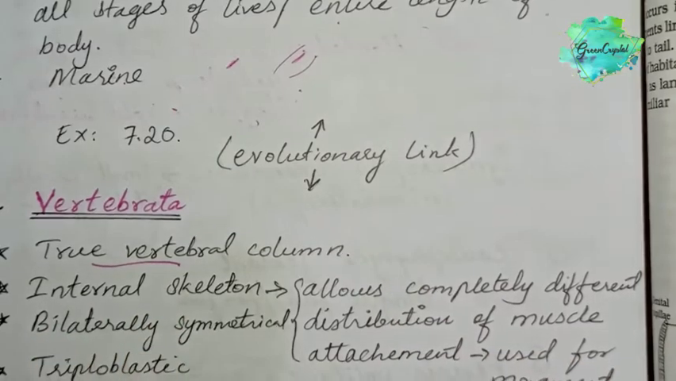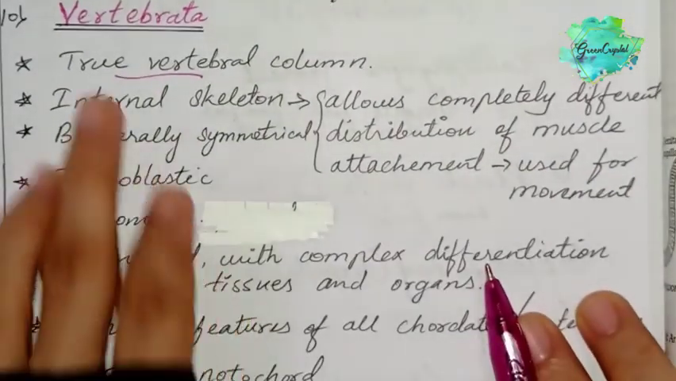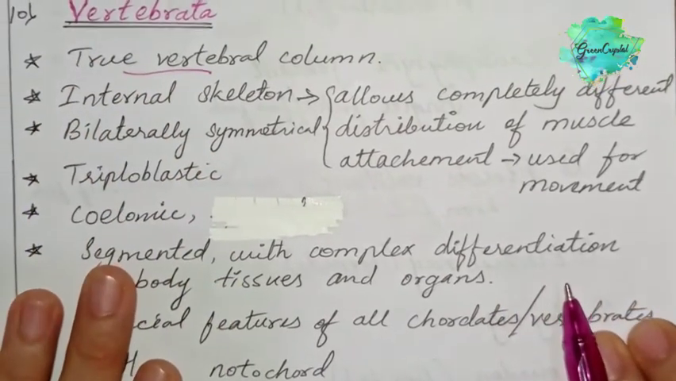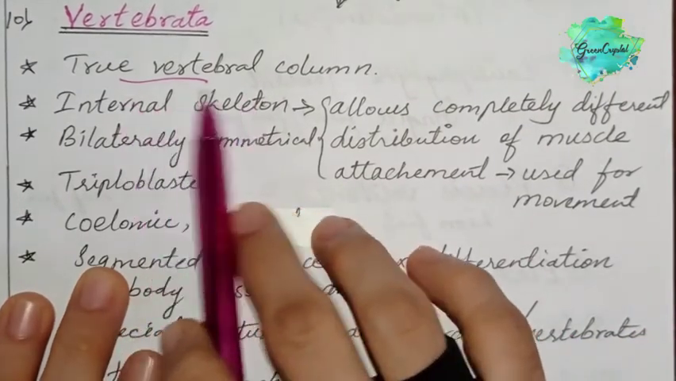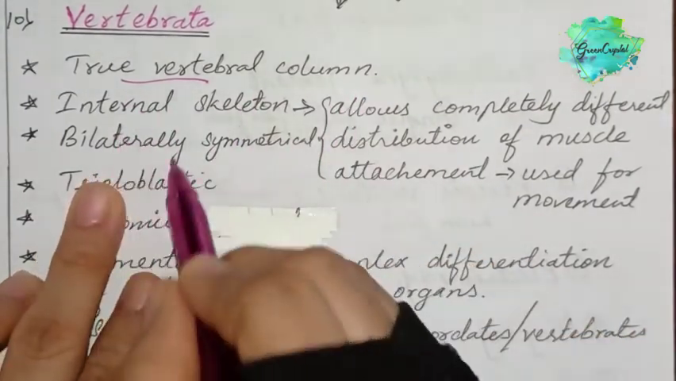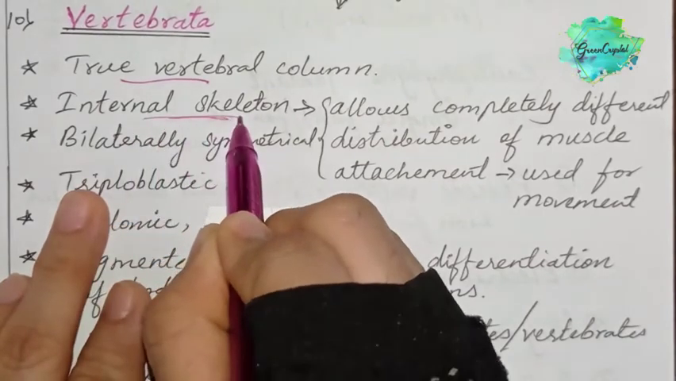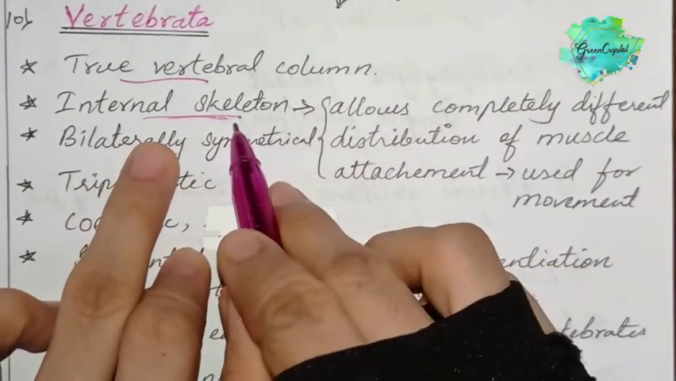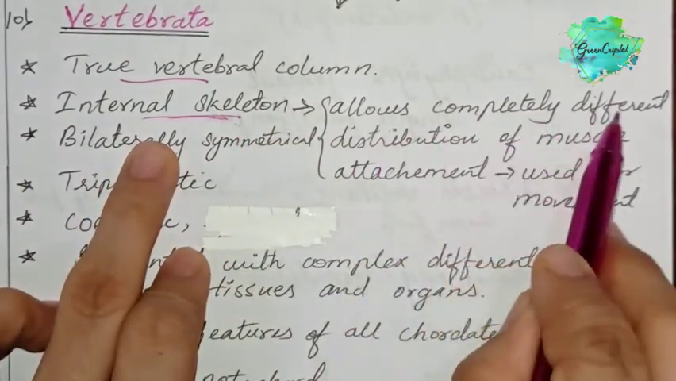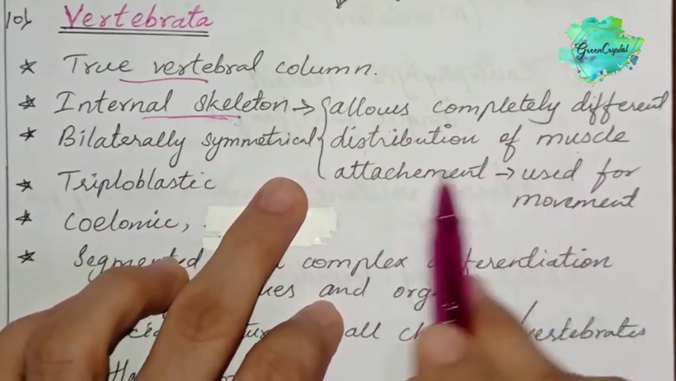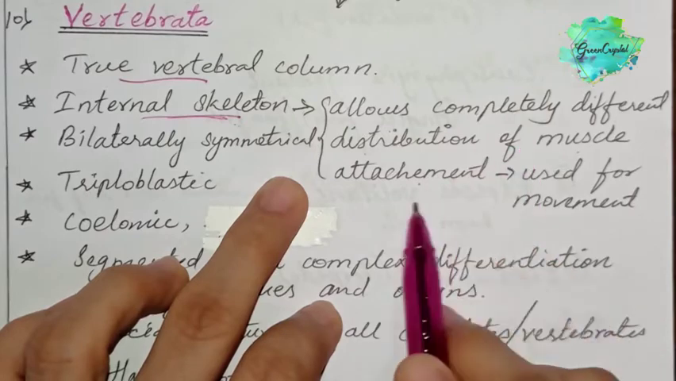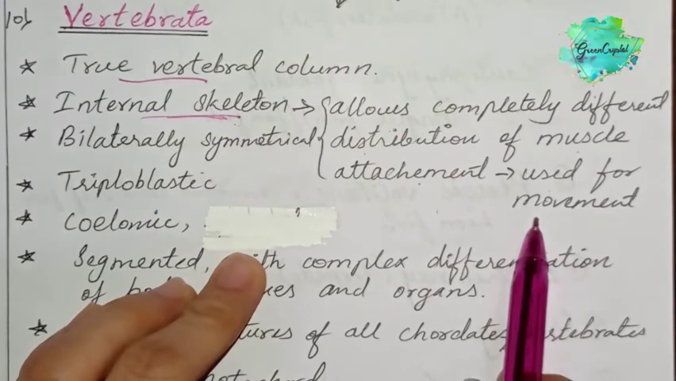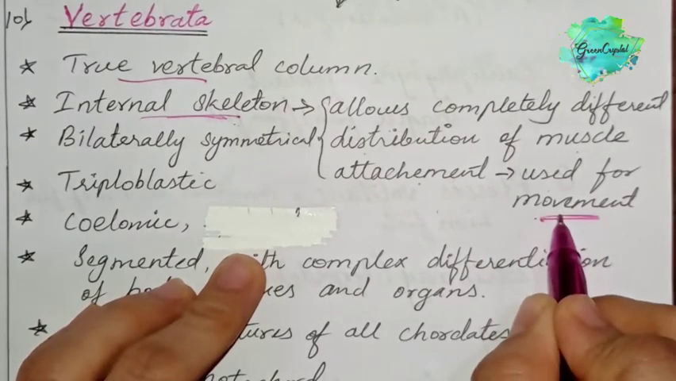Let's move on to the next subphylum of the phylum Chordata, that is Vertebrata. It is the highest among all. Vertebrata have a true vertebral column and an internal skeleton, like how we have a full body structure. This internal skeleton allows a completely different distribution of muscle attachment, and the muscle attachment and skeleton together help in the movement of the body.